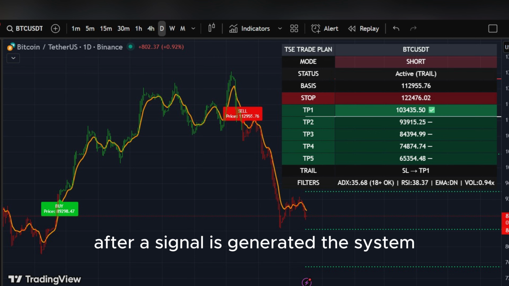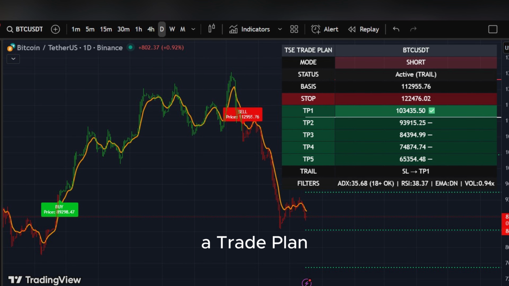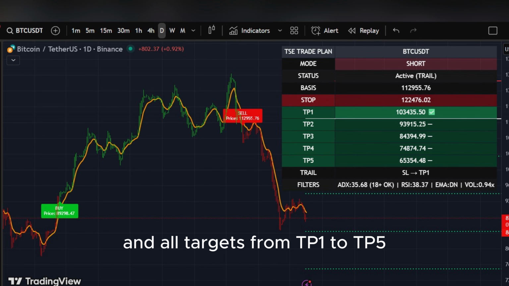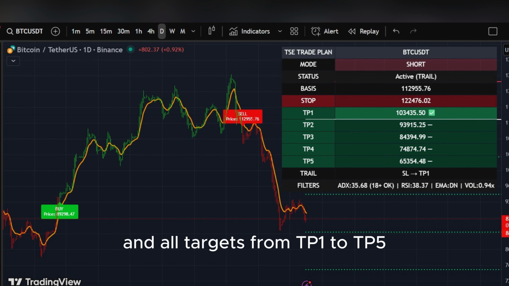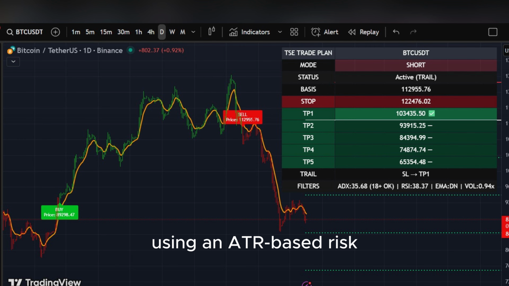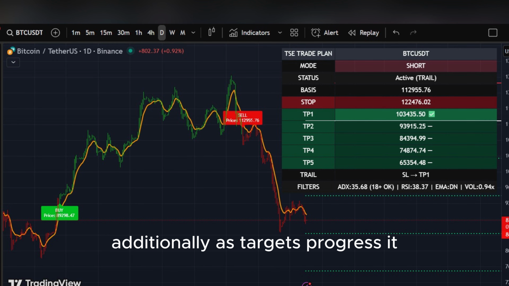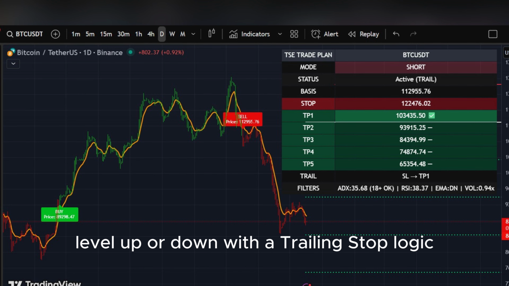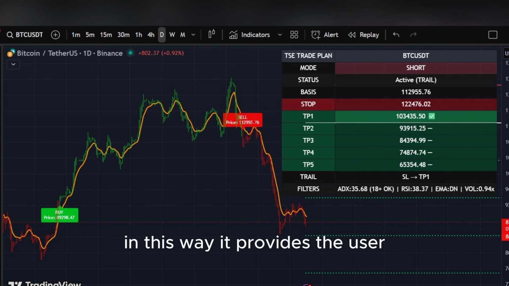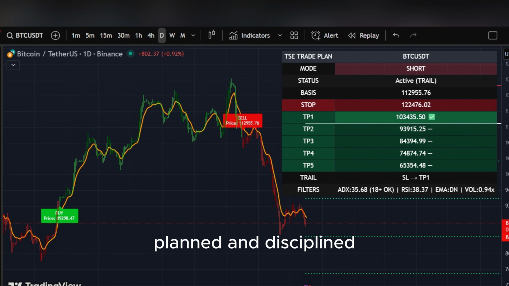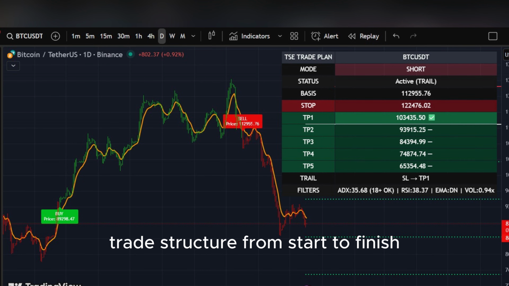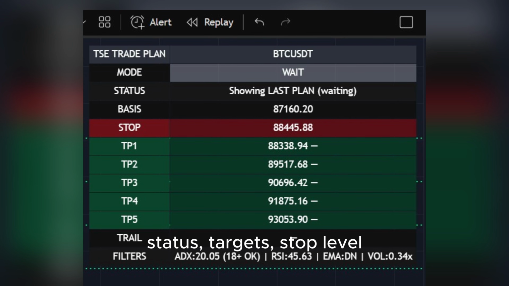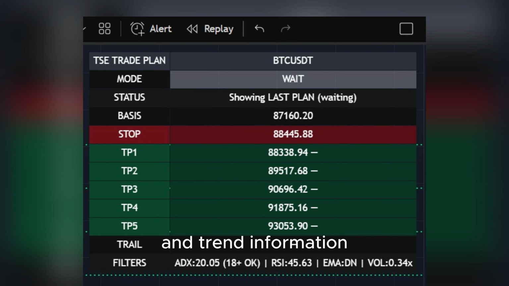After a signal is generated, the system automatically creates a trade plan, meaning it calculates the entry reference, stop loss level, and all targets from TP1 to TP5 using an ATR-based risk calculation. Additionally, as targets progress, it automatically moves the stop level up or down with a trailing stop logic. In this way, it provides the user not just a signal, but a fully planned and disciplined trade structure from start to finish. On the panel screen, the trade mode, status, targets, stop level, and trend information can be clearly monitored in real time.